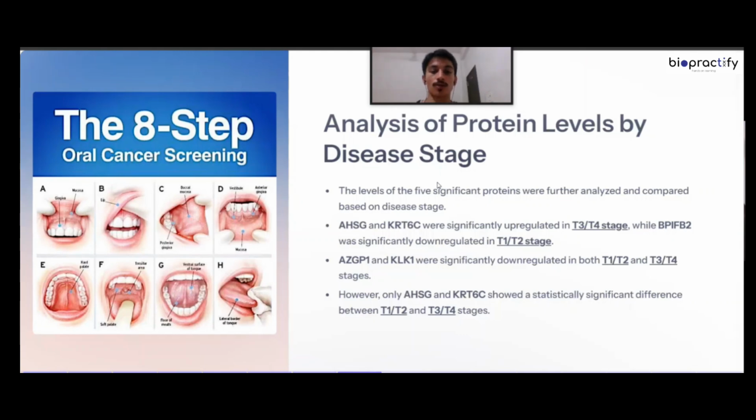I'm sorry. So AZGP1 and KLK1 were significantly downregulated in both the cases of T1, T2, and T3, T4 stages. However, only AHSG and KRT6C showed a statistically significant difference between T1, T2, and T3, T4 stages. So in all the stages, T1, T2, and T3, T4, the AHSG and KRT6C proteins that are significantly upregulated showed a statistical significance of difference in all the stages.